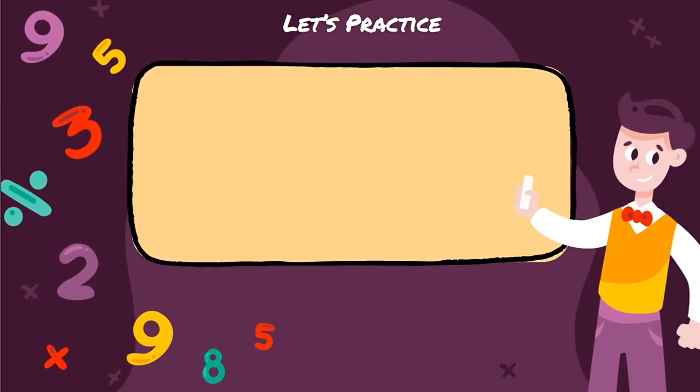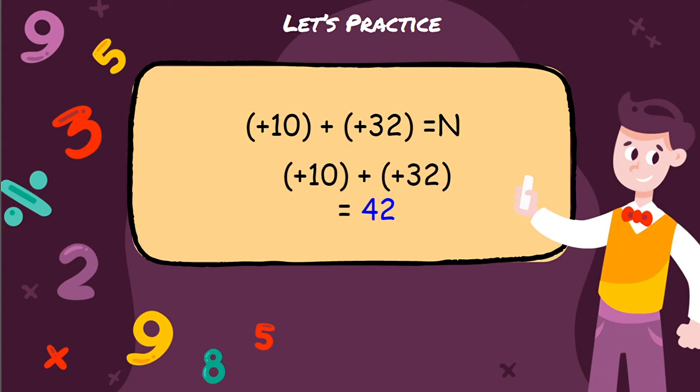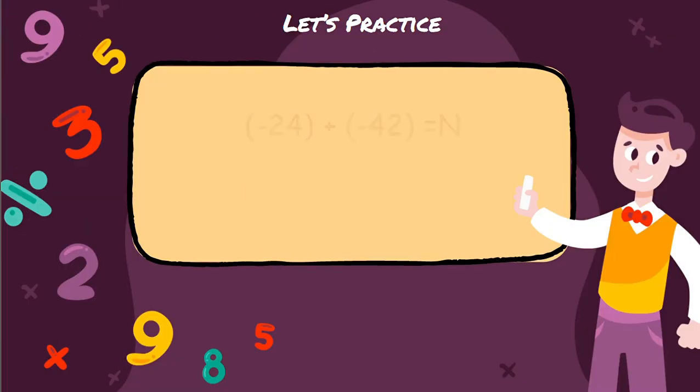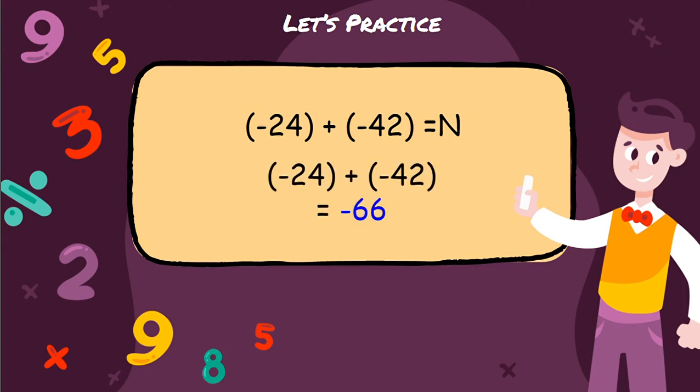Now let's practice adding integers. Positive 10 plus positive 32. Positive 10 plus positive 32 equals positive 42. We will affix the positive sign since both of these are positive integers. Negative 24 plus negative 42. Negative 24 plus negative 42 equals negative 66. And we will affix the negative sign since both of the numbers are negative numbers.